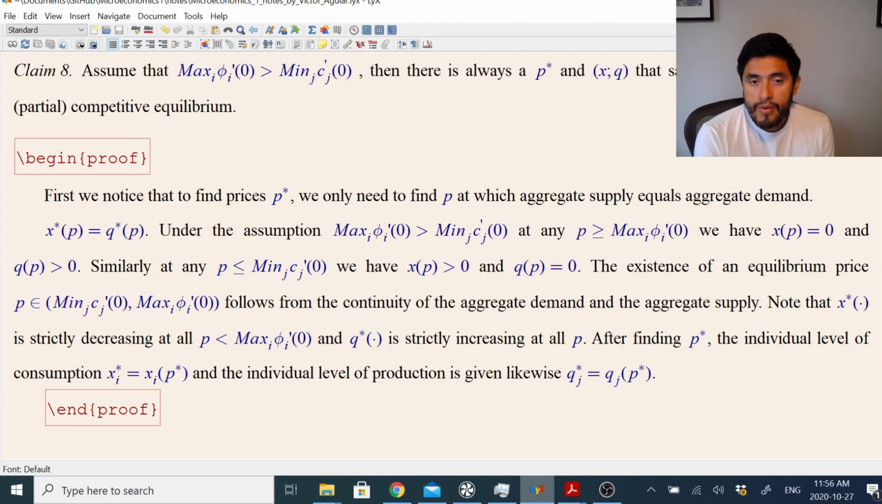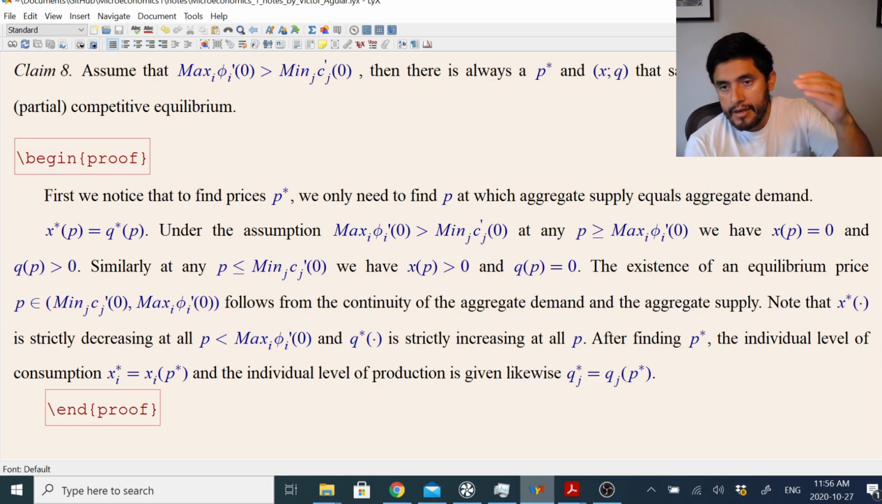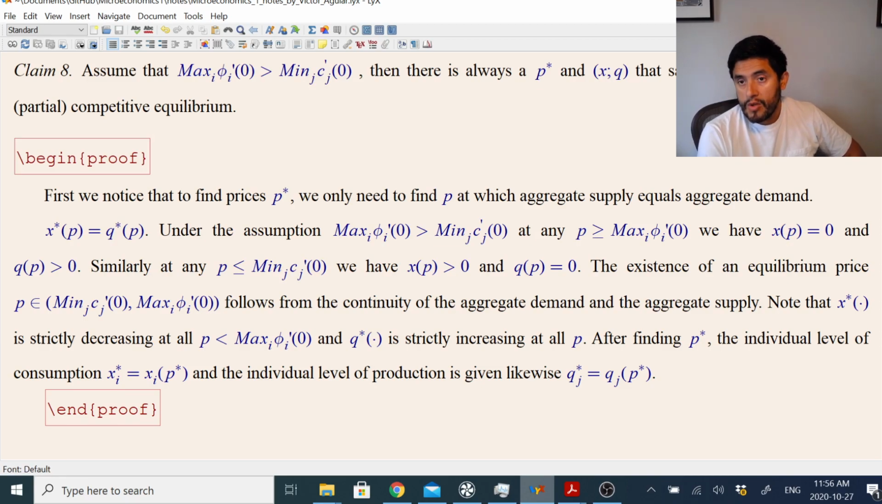Similarly, say now that the price is less than the minimal marginal utility. So here you have firms facing a positive price, right? And then you have consumers whose marginal utility is less than the price, so they don't consume anything. But firms want to produce, of course. So there is a supply surplus.